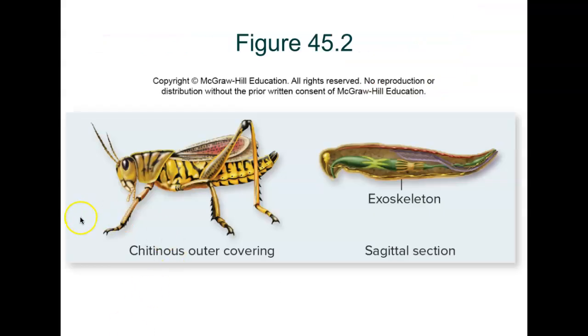Here is an example of an exoskeleton of an arthropod, and this is a grasshopper. So you can see that there are points of muscle attachments on the inside, and there are going to be muscles inside the limbs of this animal as well.